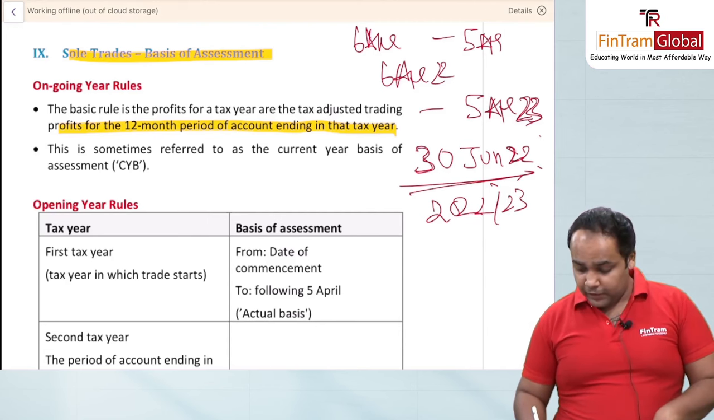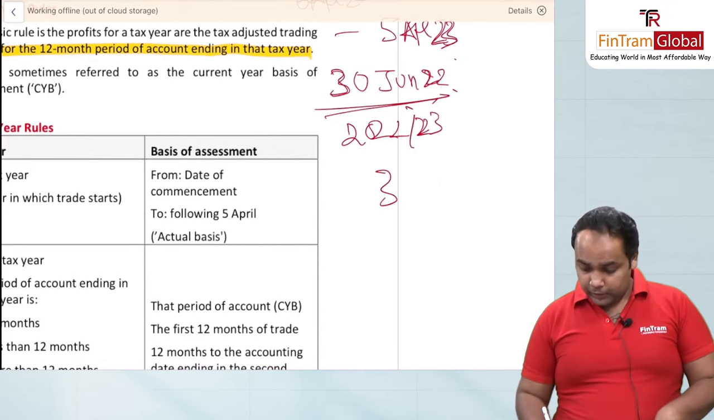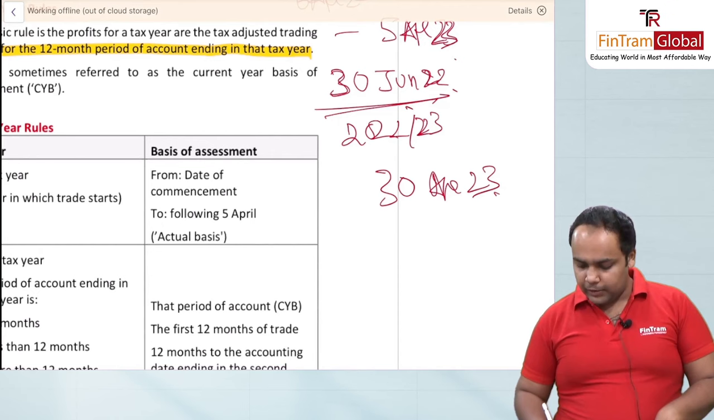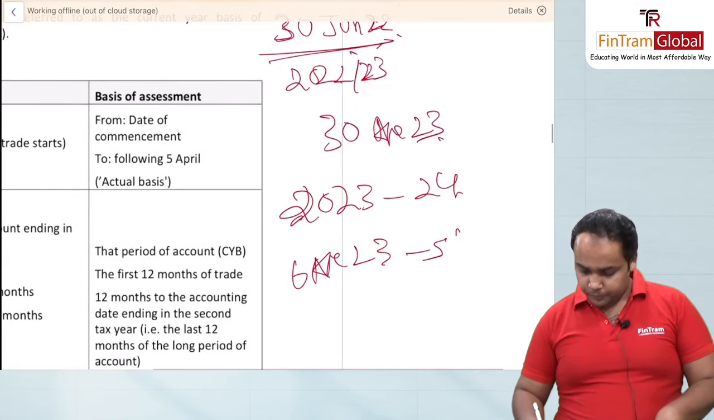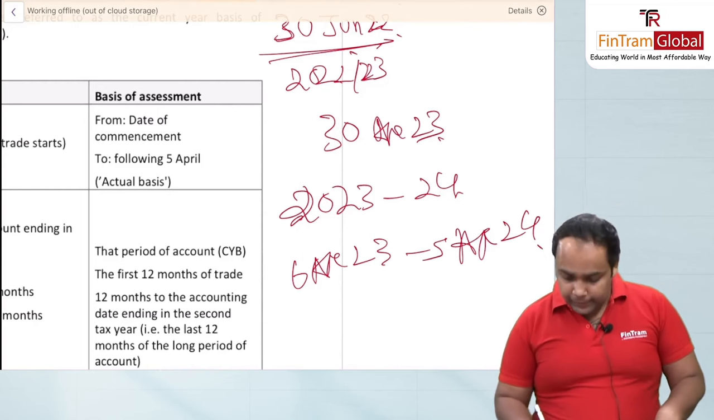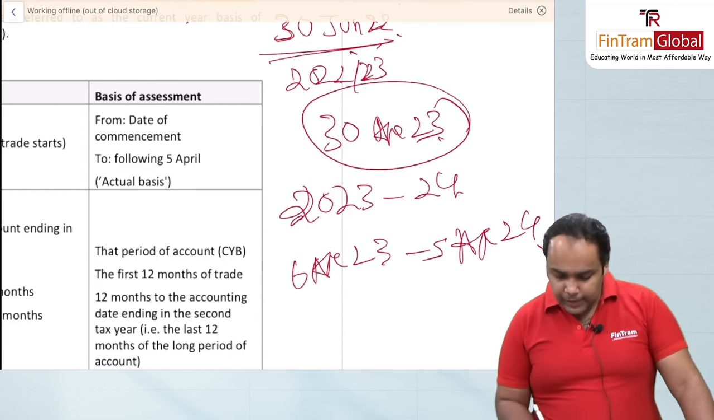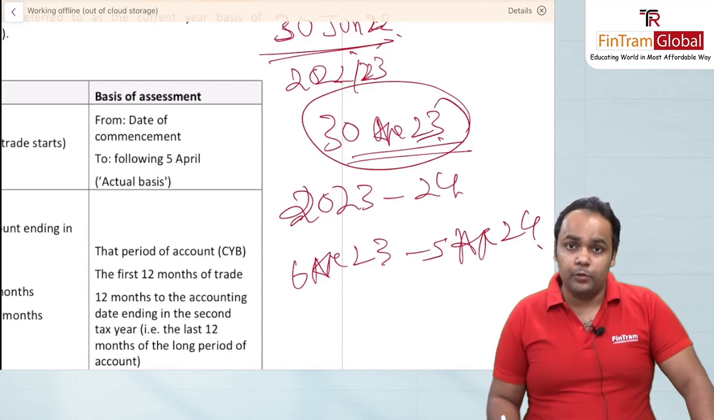Similarly, if there is a period of account ending 30th April 2023, this will be taxed in the year 23-24, because this lies between 6th April 23 and 5th April 24. So the end date of a period of account will determine which tax year it falls into.